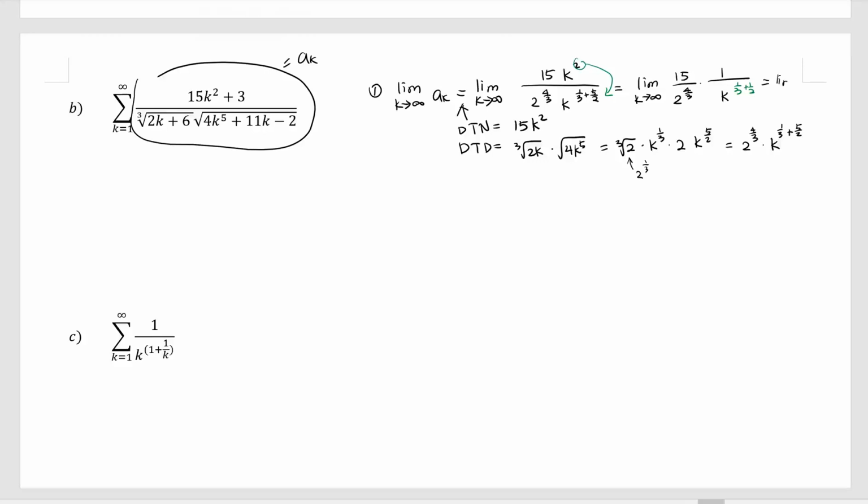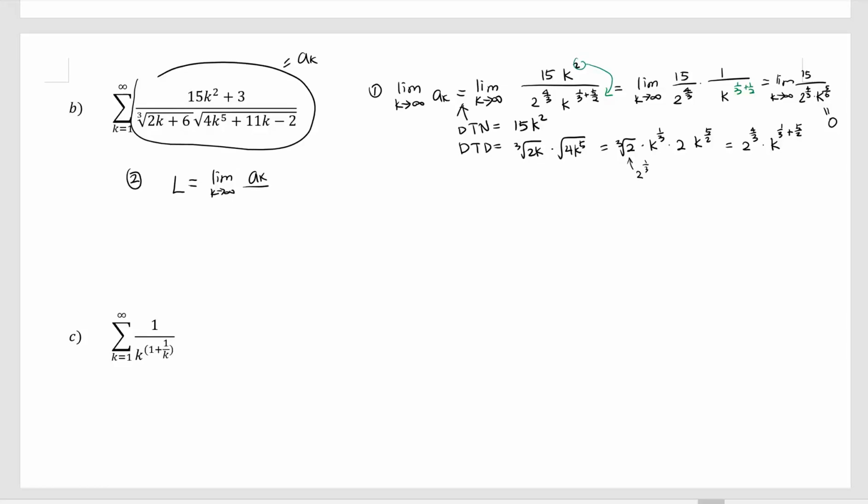So this equals the limit as k goes to infinity of 15 over 2 to the 4/3, and then we have k to the 5/6. And when k goes to infinity, this goes to 0. Okay, this limit goes to 0. So that's why the divergence test doesn't work. So we go to the second step. We use the limit comparison test. And L is the limit as k goes to infinity of a sub k over b sub k.